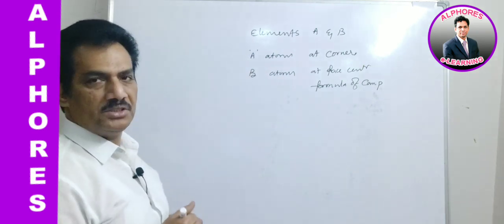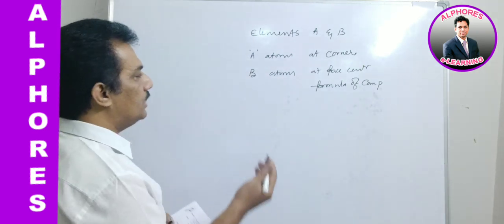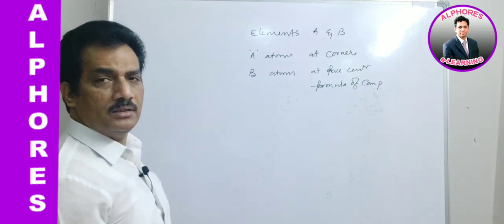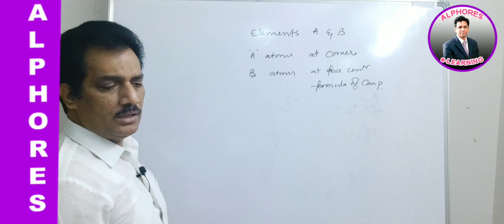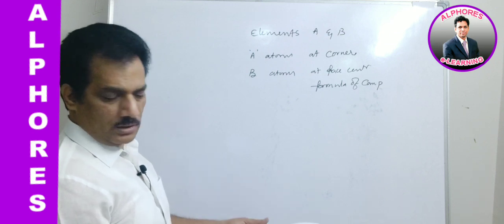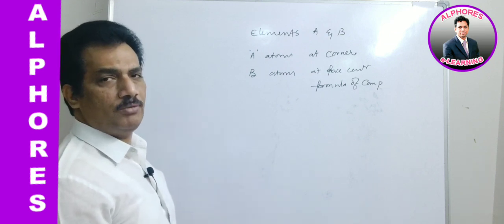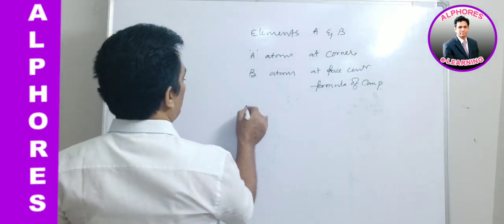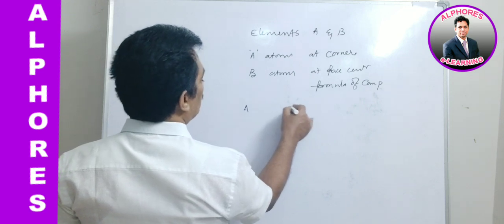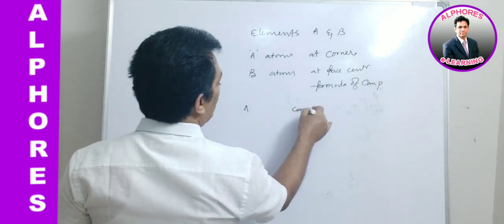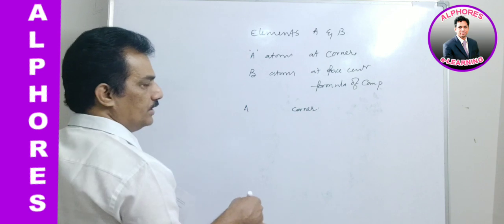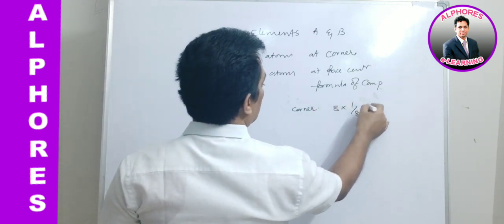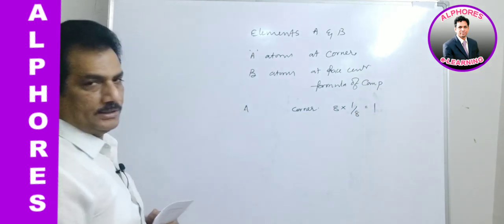How to get it? Simply, when we consider the contributions of different elements from different positions, you can get the number of atoms of each element, and when these two are combined, it gives the formula of the compound. Clear? Now let us write that A is at corners. How many corners are there for a cubic unit cell? 8, and each one contributes 1 by 8. Totally 1 atom will be present.